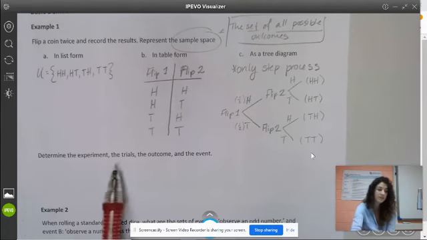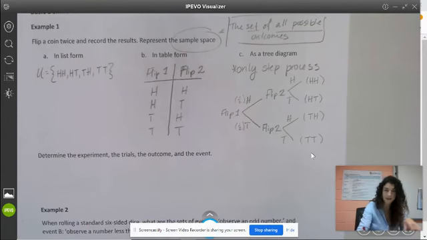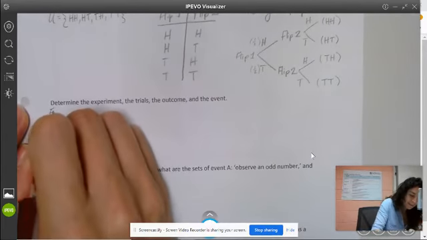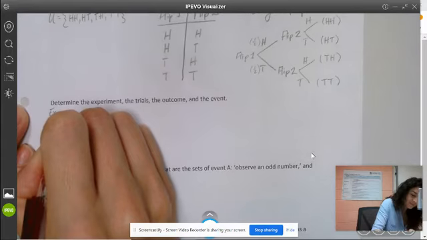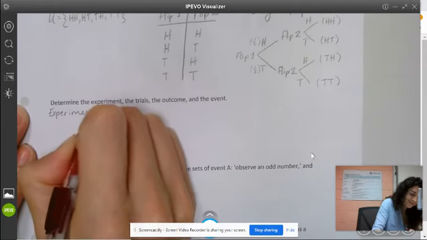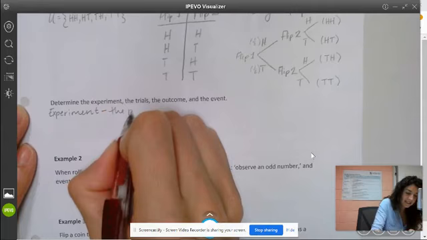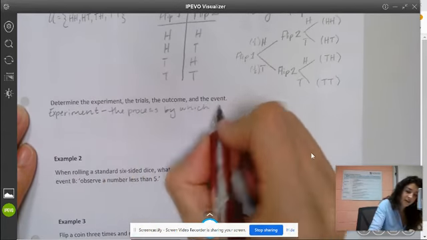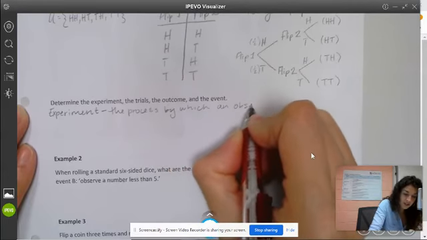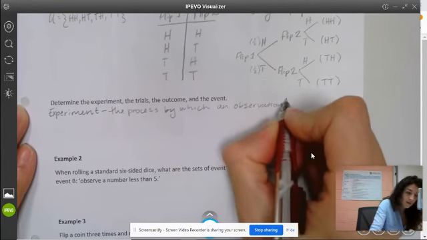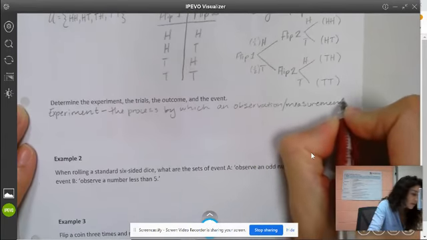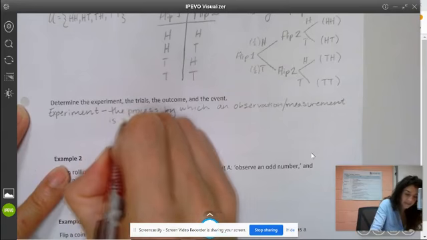So a few more definitions here. Determine the experiment, the trials, the outcome, and the event. So lots of definitions here. I'm sorry, but you're going to have to write small. So the experiment. The experiment is the process by which an observation or a measurement is obtained.